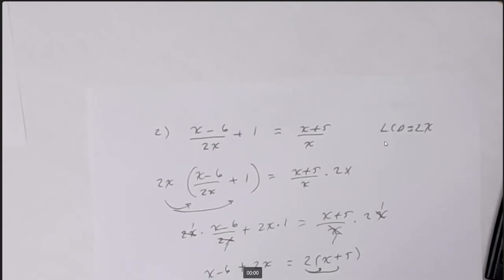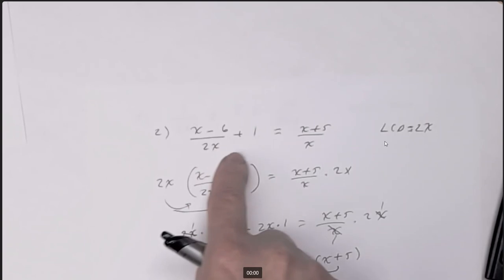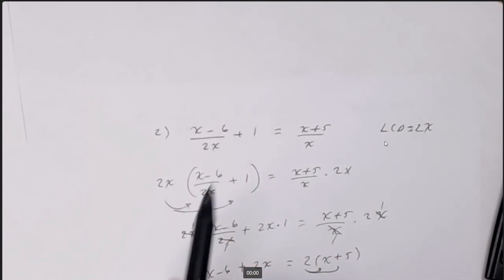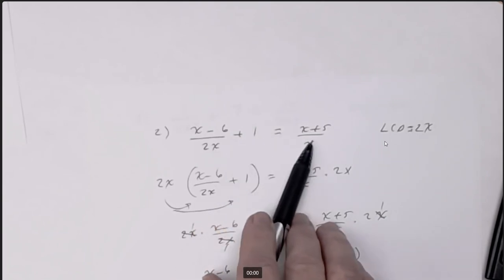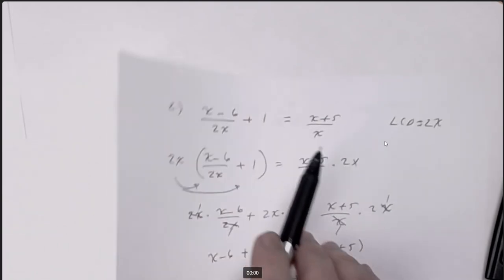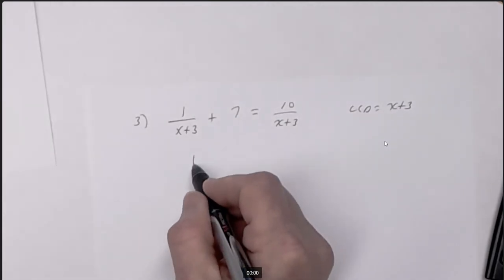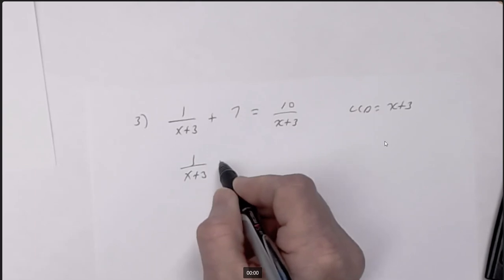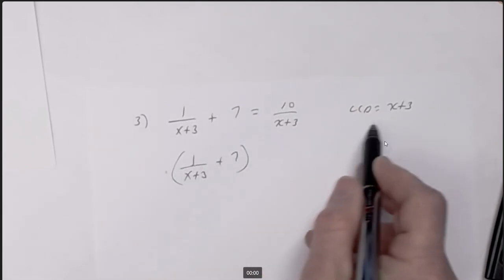But notice I put this side in parentheses because you have two fractions, this one and this one. Over here, I did not put in parentheses because it's just one fraction. It wasn't needed. So over here, you have two fractions. So put that in parentheses. 1 divided by x plus 3 plus 7. And we'll multiply both sides by the least common denominator, x plus 3, equal 10 divided by x plus 3 times x plus 3.